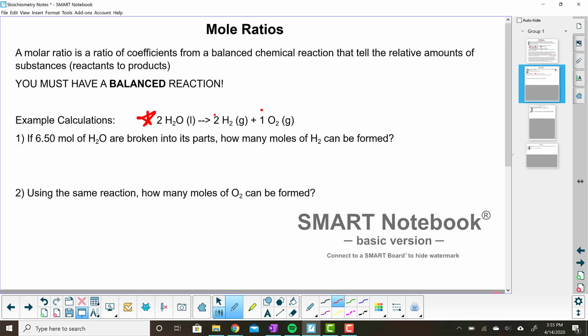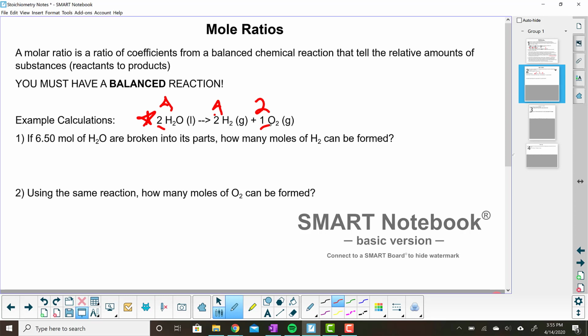Now, if I had 4 moles of water, like we talked about on the last slide, I would need to increase the number of moles of both hydrogen and oxygen. I would have to keep the ratio the same. 2 to 2 is the same as 4 to 4. It's a 1 to 1 ratio. If I have 1 water, I have 1 hydrogen. But the ratio between the water and the oxygen is a little bit different. That's a 2 to 1 ratio.